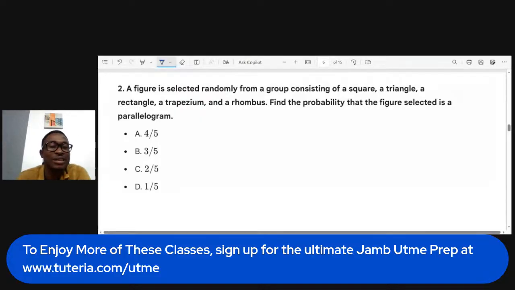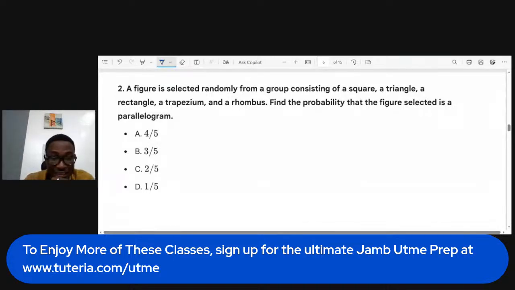A figure is selected randomly from a group consisting of a square, a triangle, a rectangle, a trapezium, and a rhombus. How many figures did they give us? We have a square, a triangle, a rectangle, a trapezium, and a rhombus. That is 5. The question now says, find the probability that the figure selected is a parallelogram.